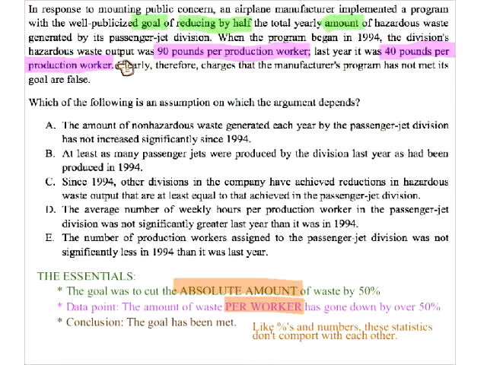One way that this percentage could have gone down is if the pounds have actually gone down by that much. But another way that the pounds per worker could decrease is simply if the number of workers has gone up. So there's two ways that this data point may have been achieved. Number one, an actual decrease in pounds. Or it could also come from an increase in the number of workers.